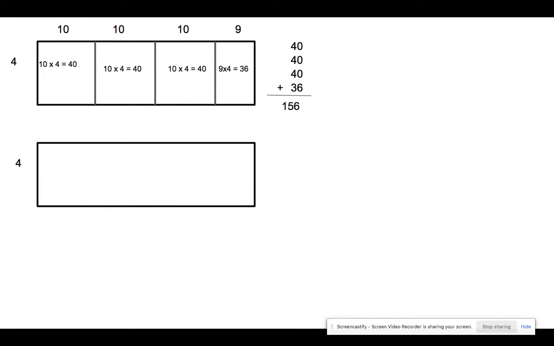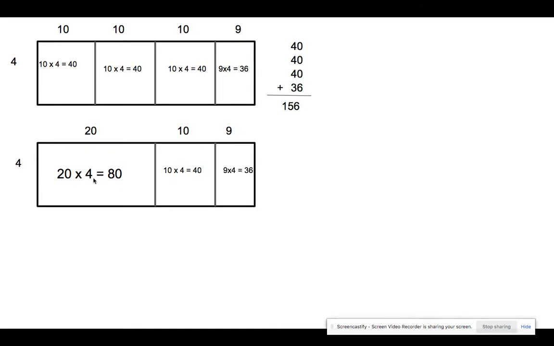I'm going to do the same problem again, differently. 4 on the side again. But this time I'm going to go 20 plus 10 plus 9, because 20 plus 10 plus 9 also equals 39. So in this square here, I'm going to go 20 times 4, that equals 80. Here in this square, I'm going to go 10 times 4, that equals 40. This square here, again, I'm going to go 9 times 4 equals 36.